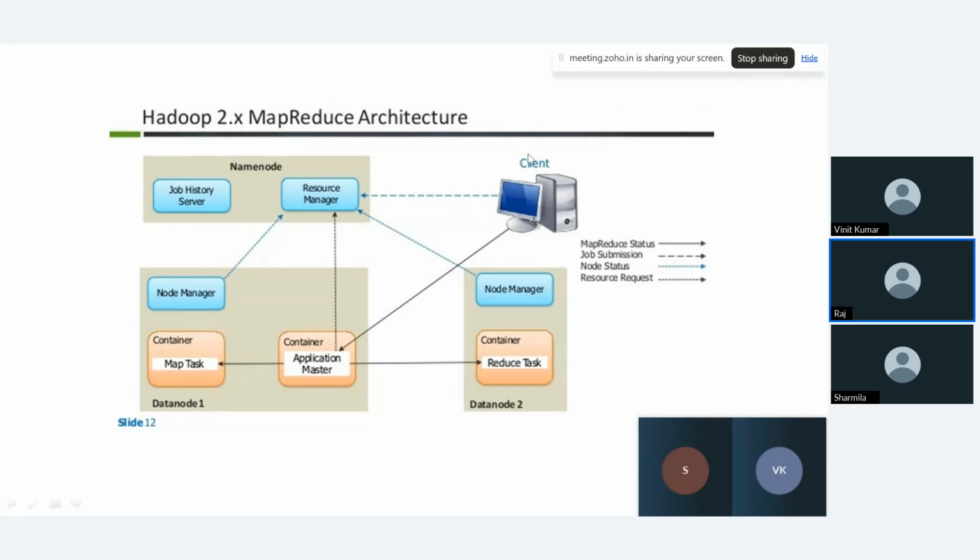So the client can be my local machine. From my machine, I'm just giving one command: if the data is already there in HDFS, I need to process it. Let's say my data is 100 GBs, or let's say 500 GBs, already there on the cluster. So I need to do some sort of analysis.